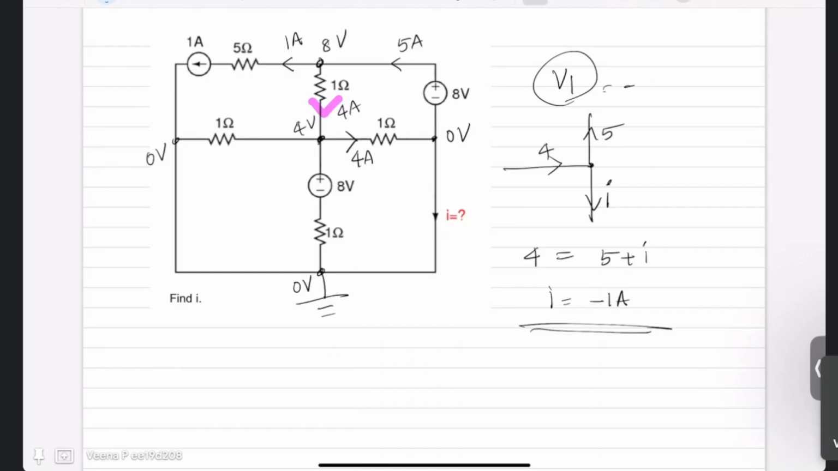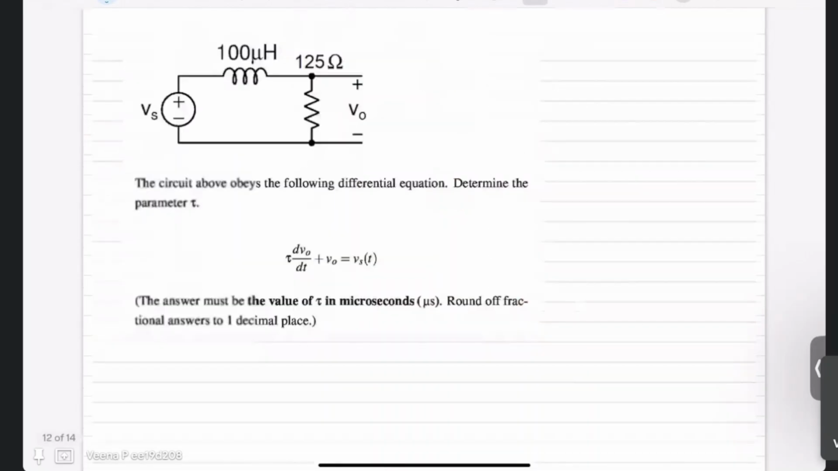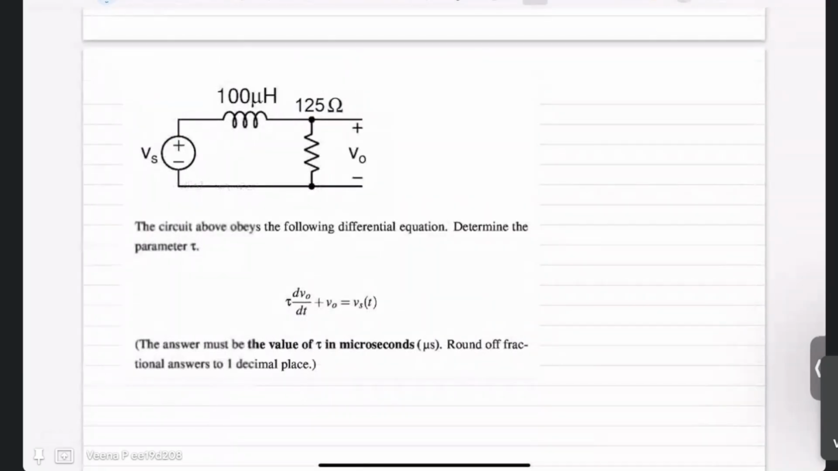Now we will move on to the next question. I'll give you 5 minutes. This is a problem on first order circuits. Please go through the question. You have 5 minutes.